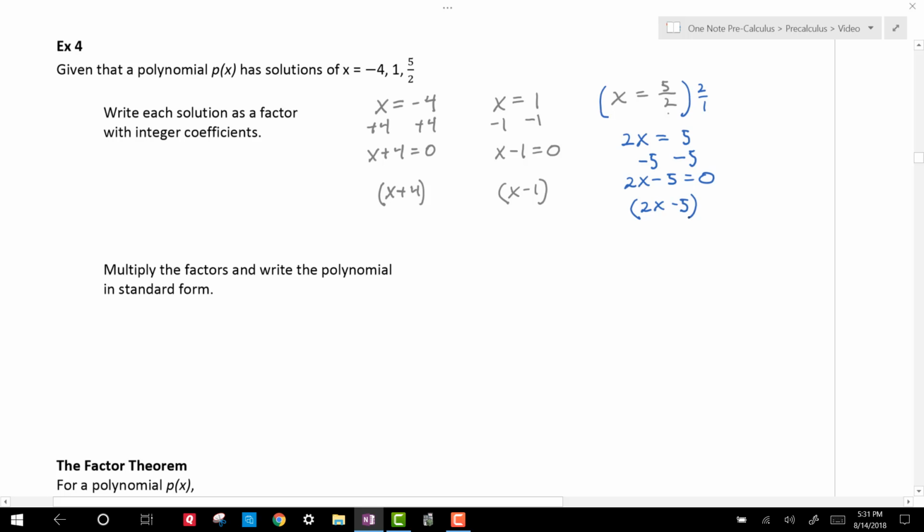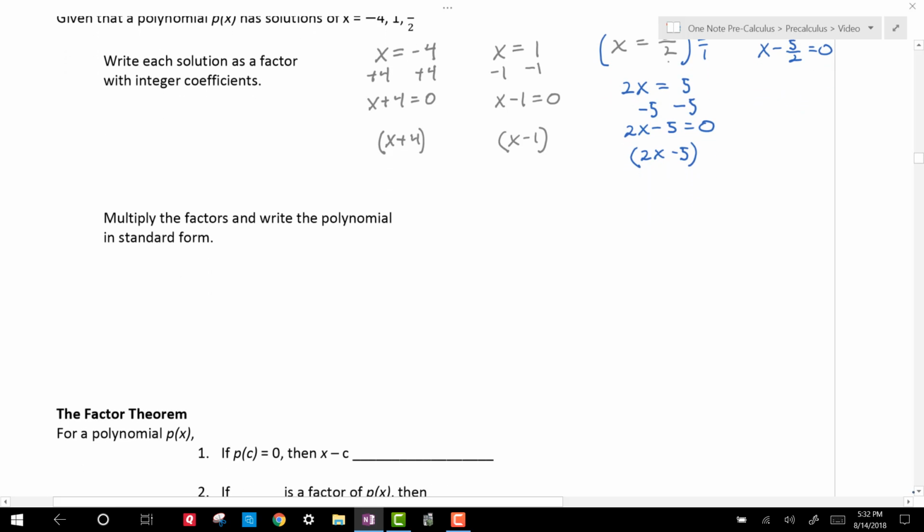Now, why is it important that you do that? Because if I would have used the other factor, x minus 5 halves equal to 0, I would never have known that this polynomial is actually going to end up with a lead coefficient of 2x cubed. You'll see that in a minute because we're going to multiply these. If you don't do this multiplication by the common denominator, you're not going to get the right lead coefficient for this polynomial. You'll get the right degree and the right solutions, but it won't have the right coefficient. All right?